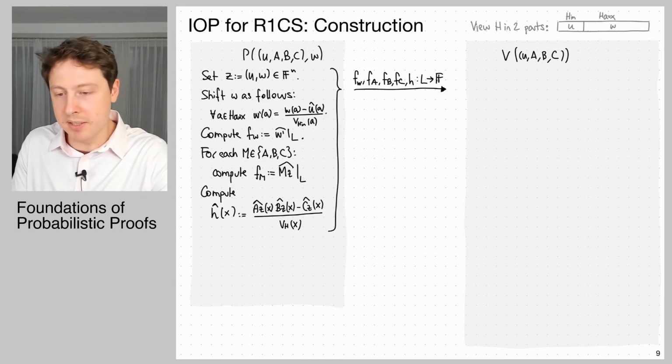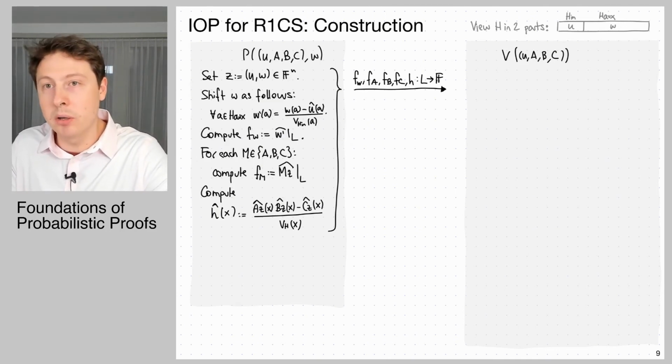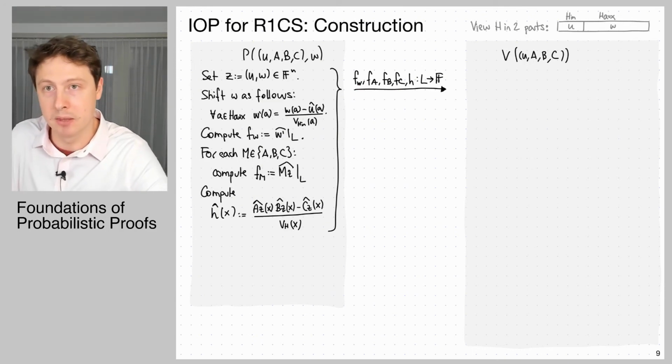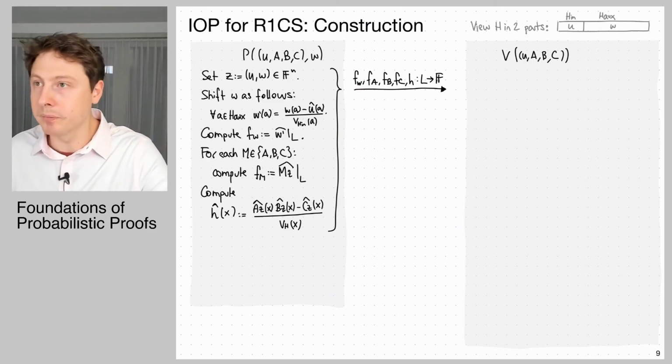And I take all these things and boom, I send them off. 1, 2, 3, 4, 5. 5 oracles sent to the verifier. Okay, that's 5L. Okay, so we're still within budget.